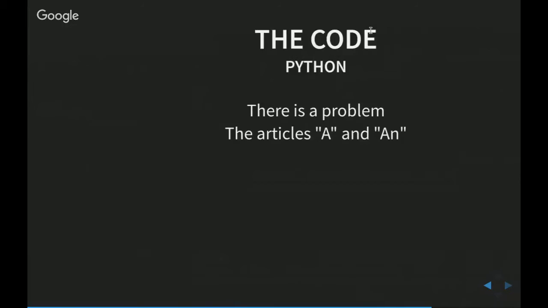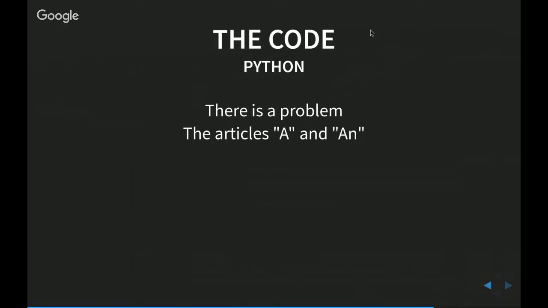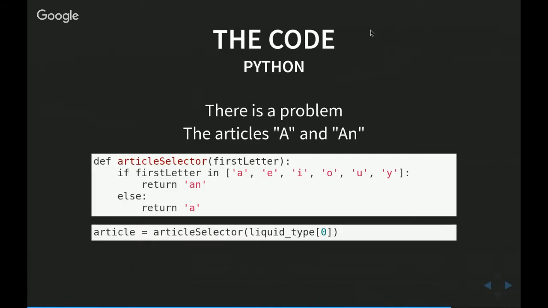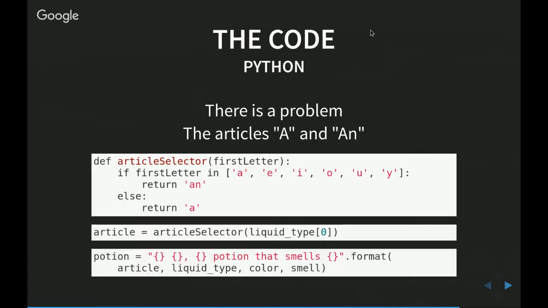There is a bit of a problem with articles. In English, a turns to an if the next word starts with a vowel. So an angel versus a cat. What we've got here is a little article selector. You grab the first letter of the word and then you run it through this little check, and it gives you either a or an. Like in the previous example, we grab the first letter from liquid type, run it through the article selector, it gives us an article, and then we just add that to our formatted string. So now it's got the article, liquid type, color, smell, so it'll produce a somewhat coherent sentence.